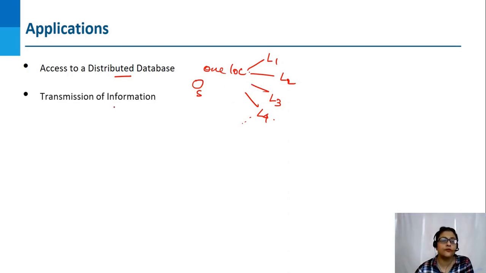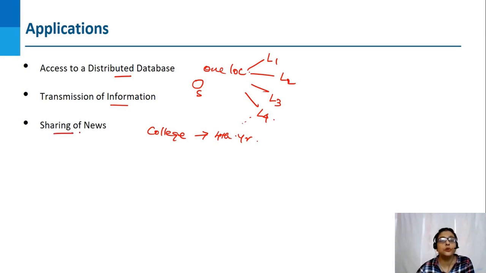Then transmission of information is again one important application of multicasting. For example, if college authority wants to send this information that the exam is going to start on such and such date, it can give it to a group of students. Let's say it is to the 4th year students. So the 4th year student is a group, and to that group, if the college authority sends the information, it is received by all the students in that group.